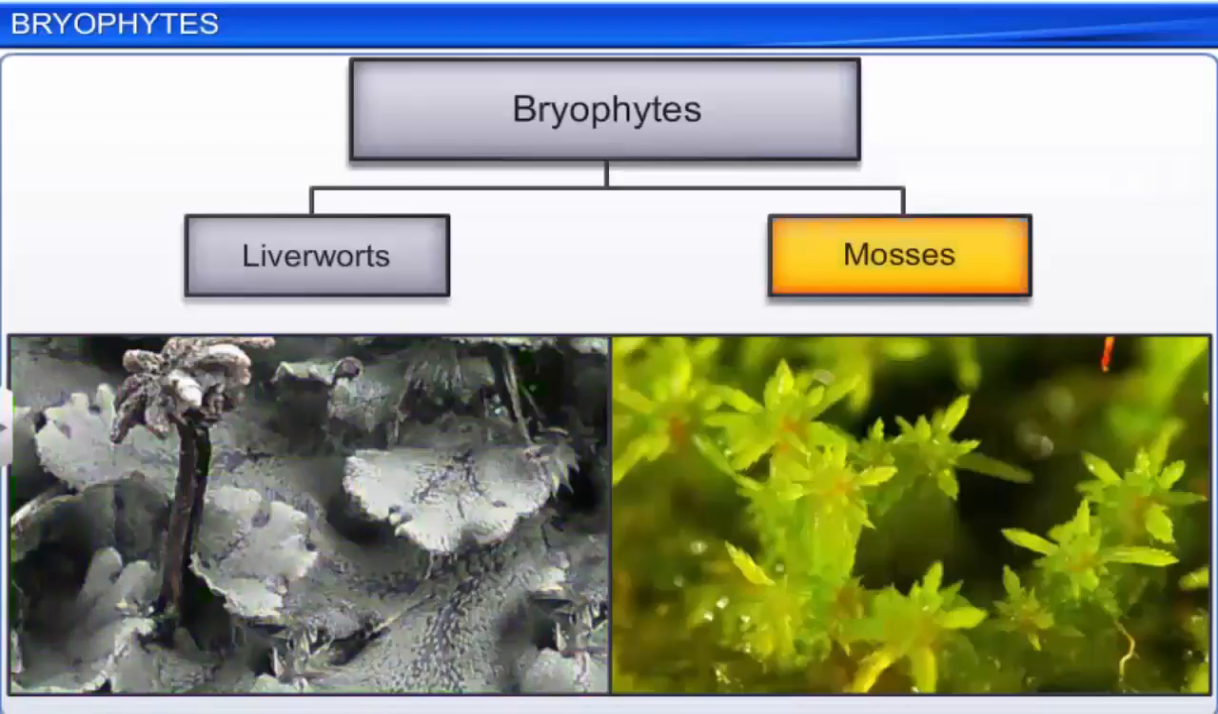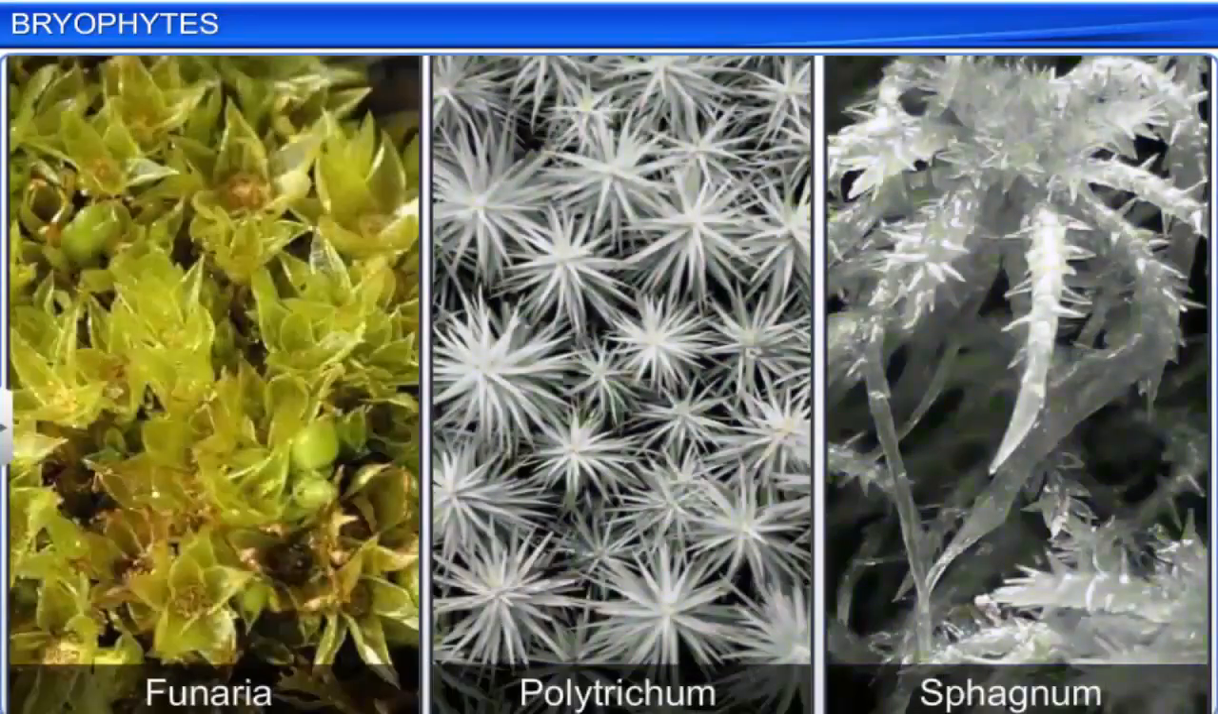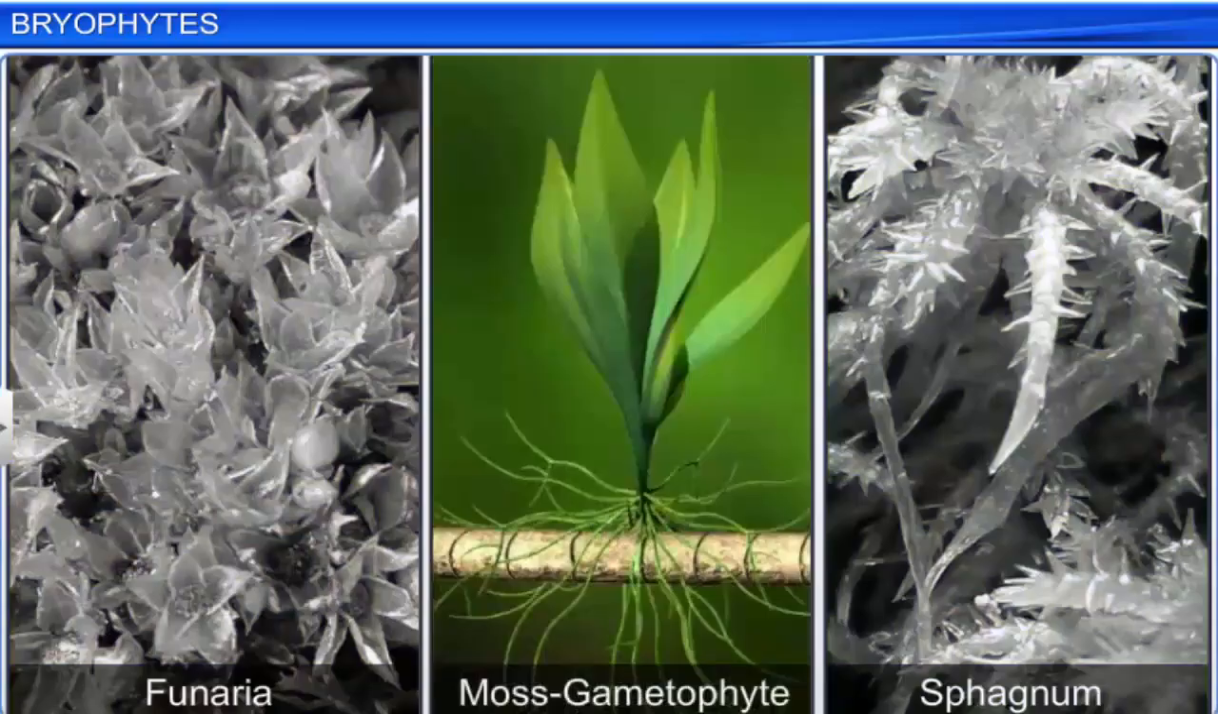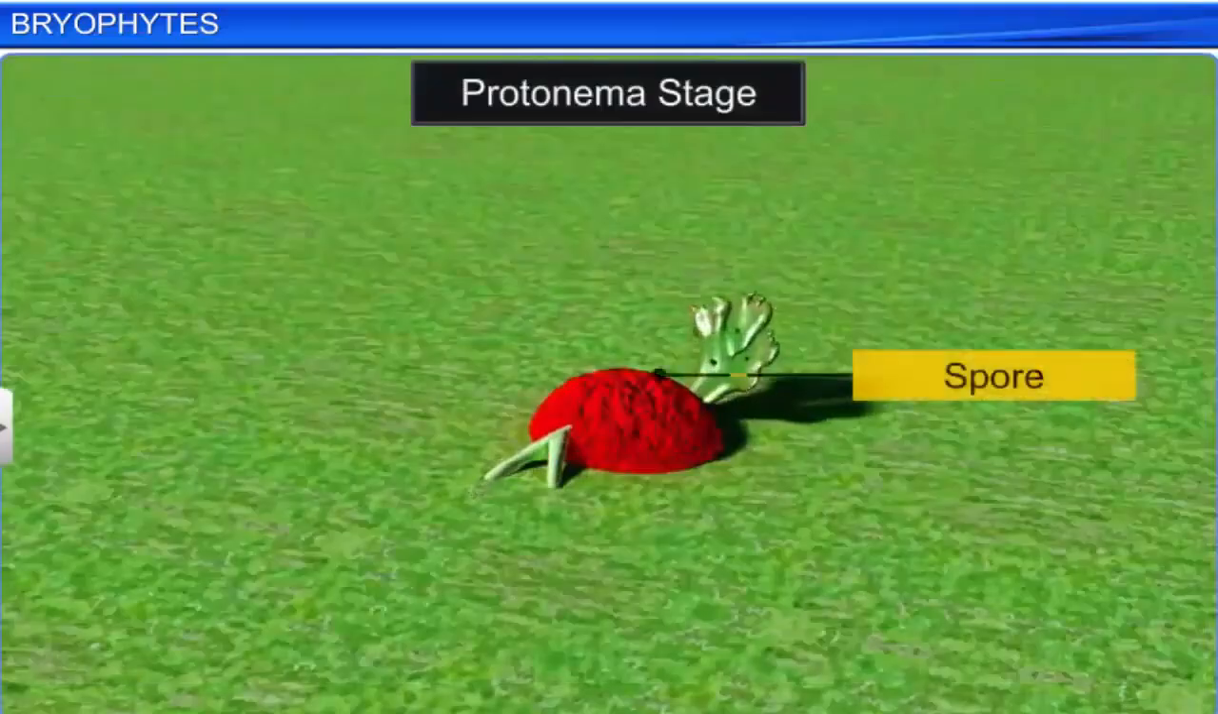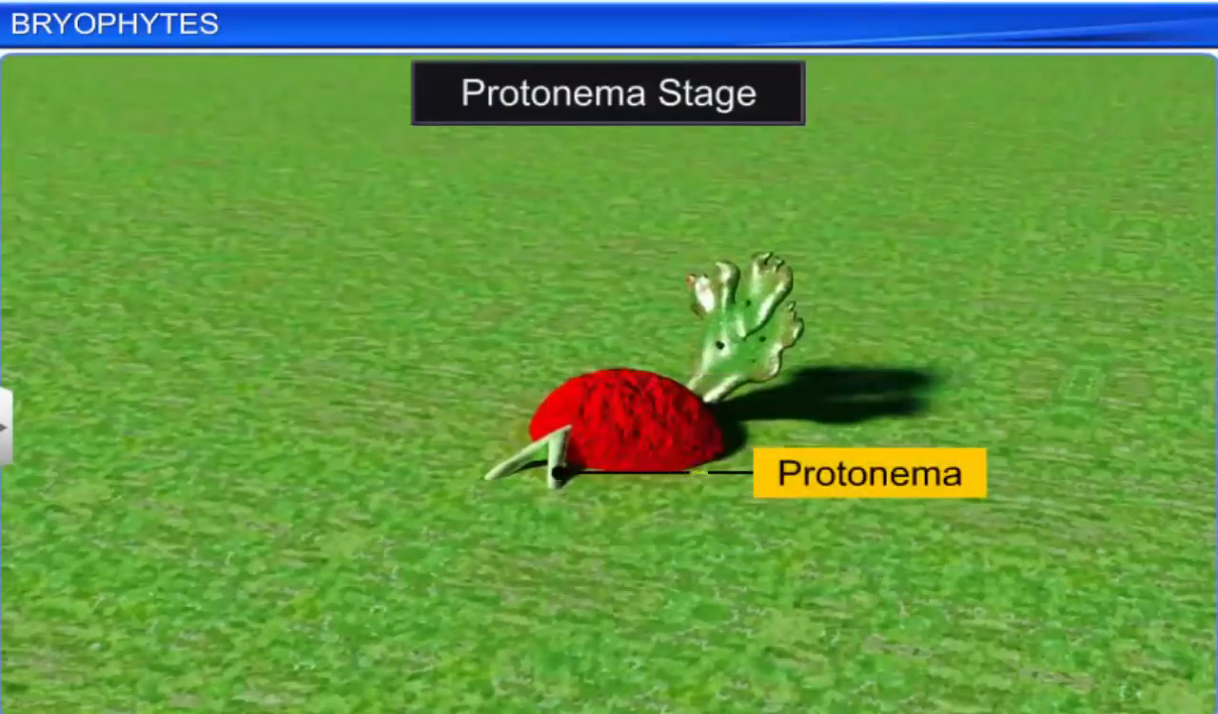Mosses are another type of bryophytes. Funaria, Polytrichum, and Sphagnum are some common species of moss. A moss undergoes several stages in life, wherein the gametophyte stage is the most predominant one. The gametophyte stage has two substages, protonema and leafy stage. In the protonema stage, the spore develops into a protonema, a thread-like chain of cells. The protonema is creeping, green, branched, and filamentous.